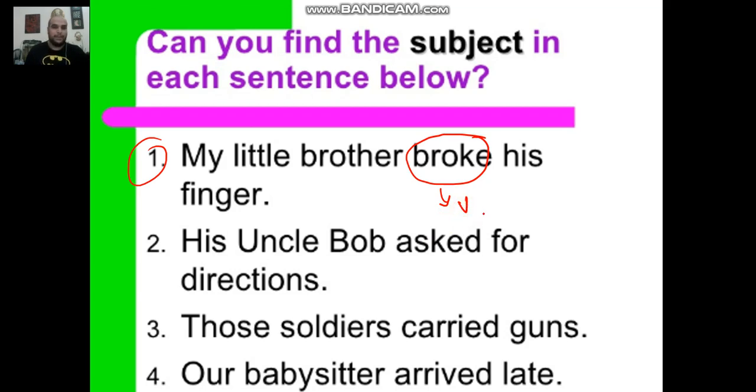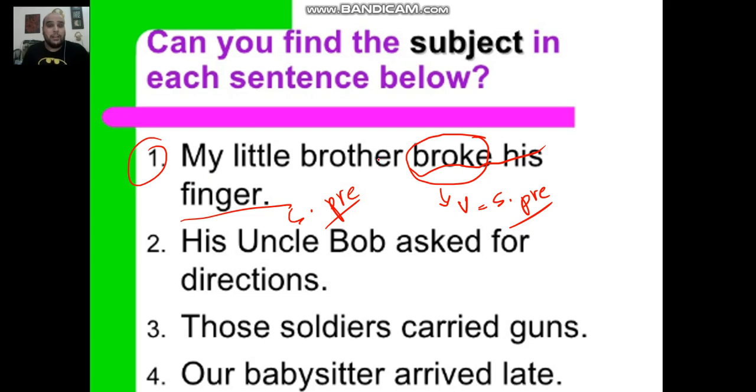Step number 1. Where is my verb is my simple predicate. I'm going to write esprit, which means simple predicate. Then I'm going to look for the complete predicate. It's the teacher Malik said, it's the verb plus what comes after it. So it's broke plus his finger. That's the complete predicate. Good, teacher Malik.